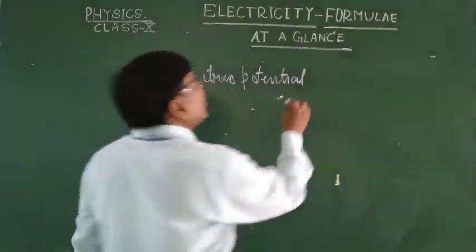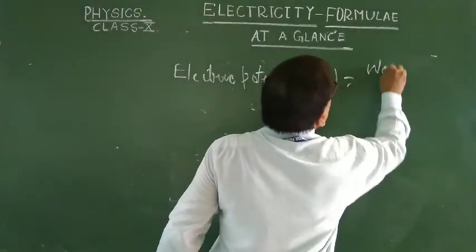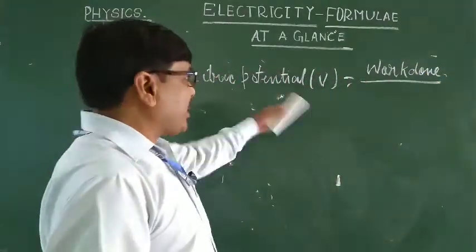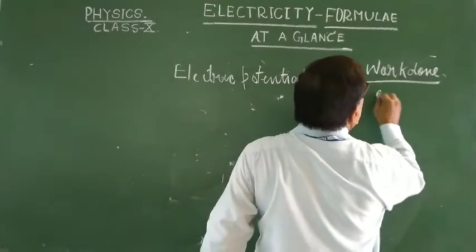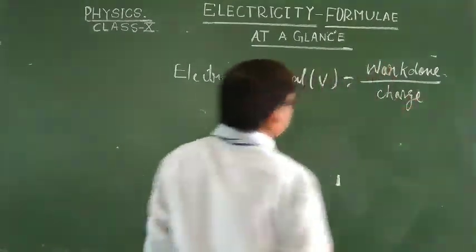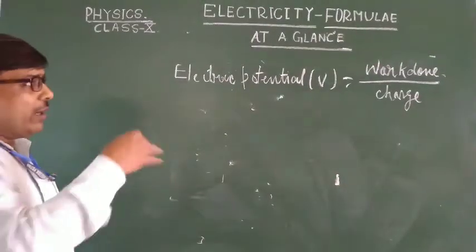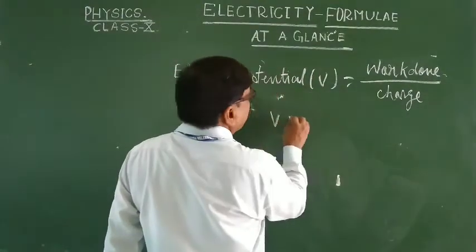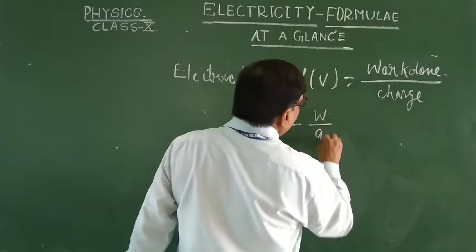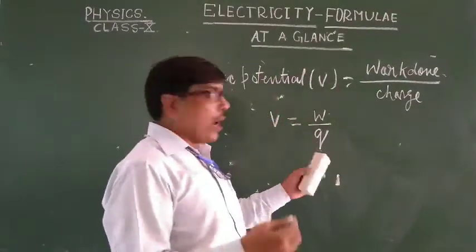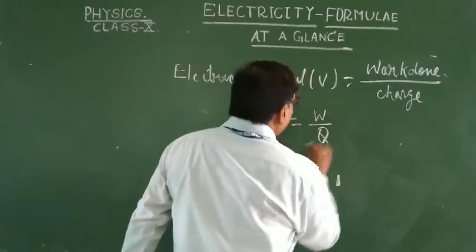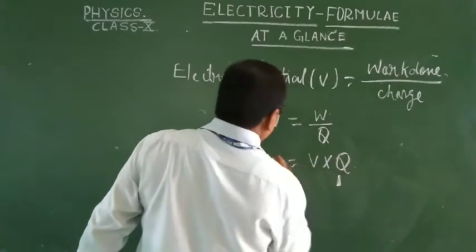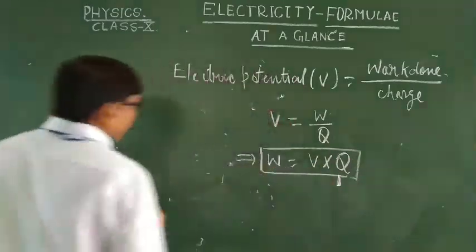Just try to remember, it is work done, and time and charge per unit time. Work done per unit charge is known as electric potential. We will convert it in time also. So now V is equal to W by Q. You can write W small or capital, no problem. So W, work done, is equal to V into Q.